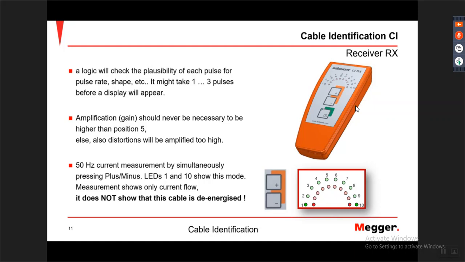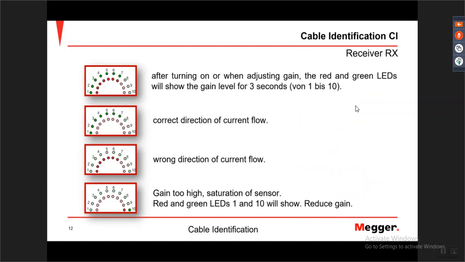After turning on or when adjusting the gain, the red and green LEDs will show a gain level for 3 seconds, from 1 to 10. A green pulse shows the correct direction of flow. A red light pulse shows the wrong direction, a negative flow. If the gain is set too high, the red and green LEDs 1 and 10 will show permanently on. Reduce the gain and you will get the correct flow.